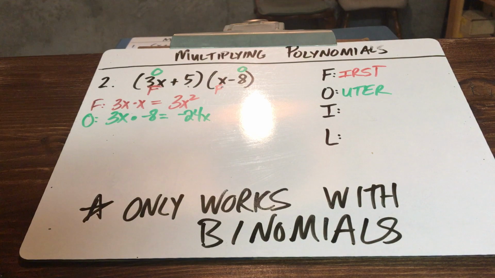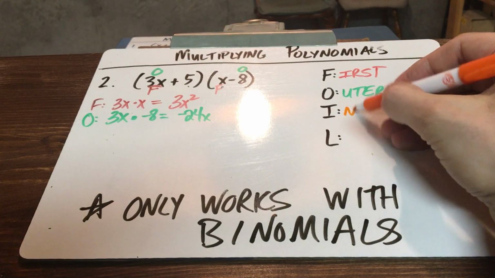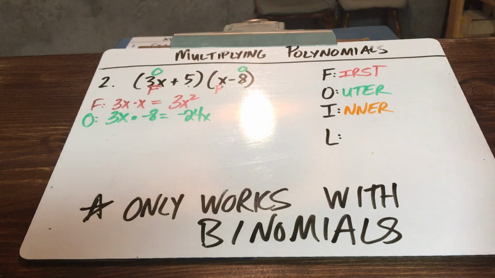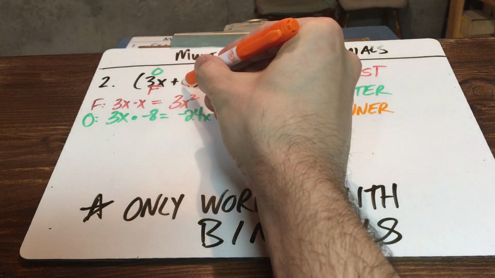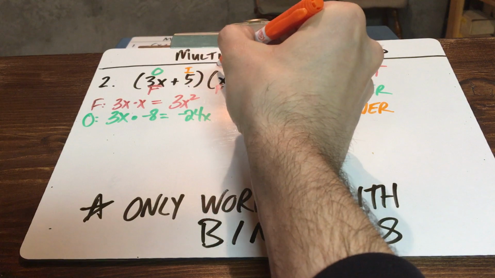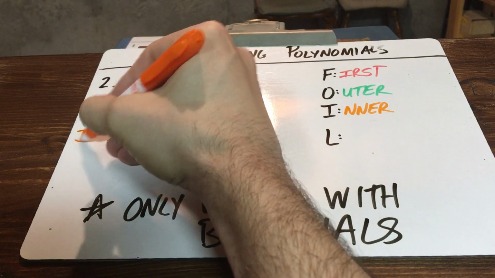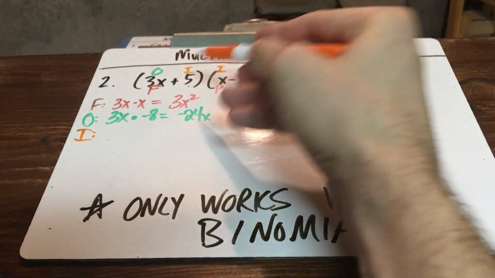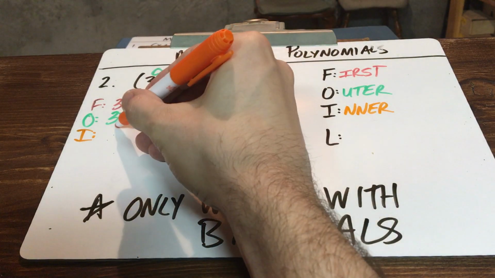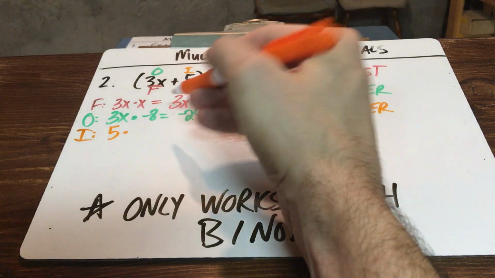Okay? If O stands for outer, you can probably guess what I stands for. I stands for the inner terms, right? The two on the insides, kind of like the insides, the guts of it here, deep in the middle. And so on the insides of mine, I have this positive 5, and here an x.